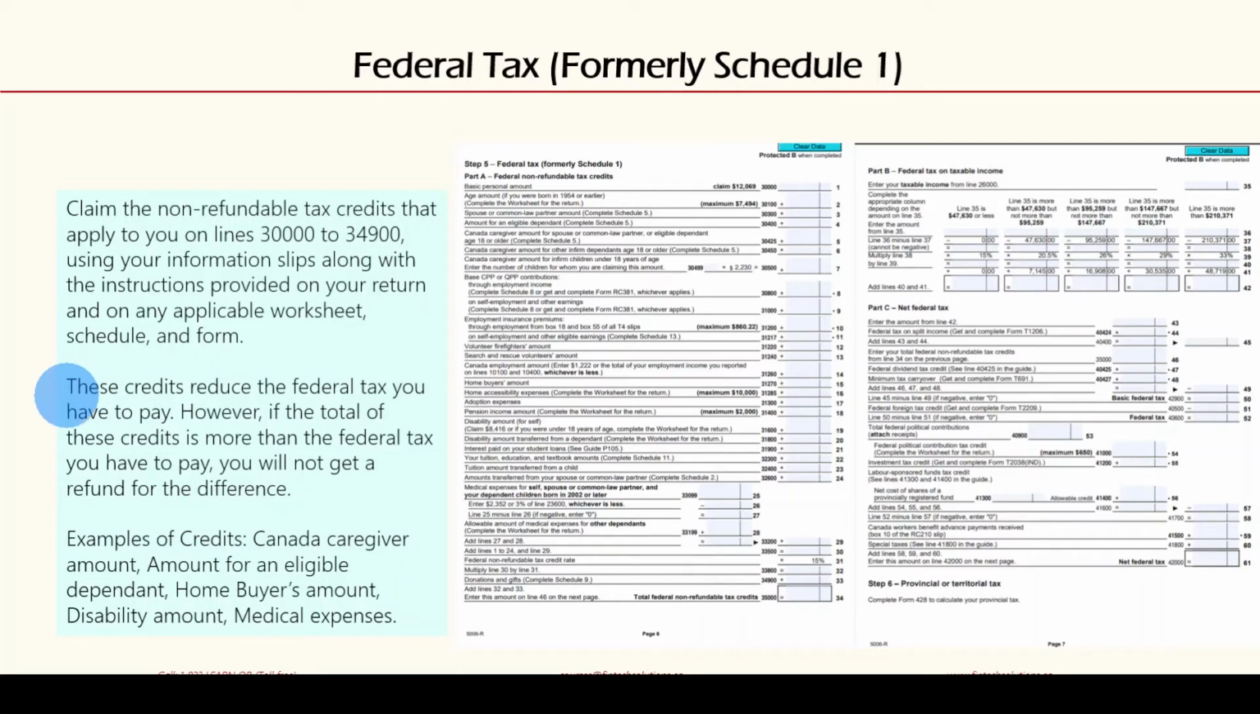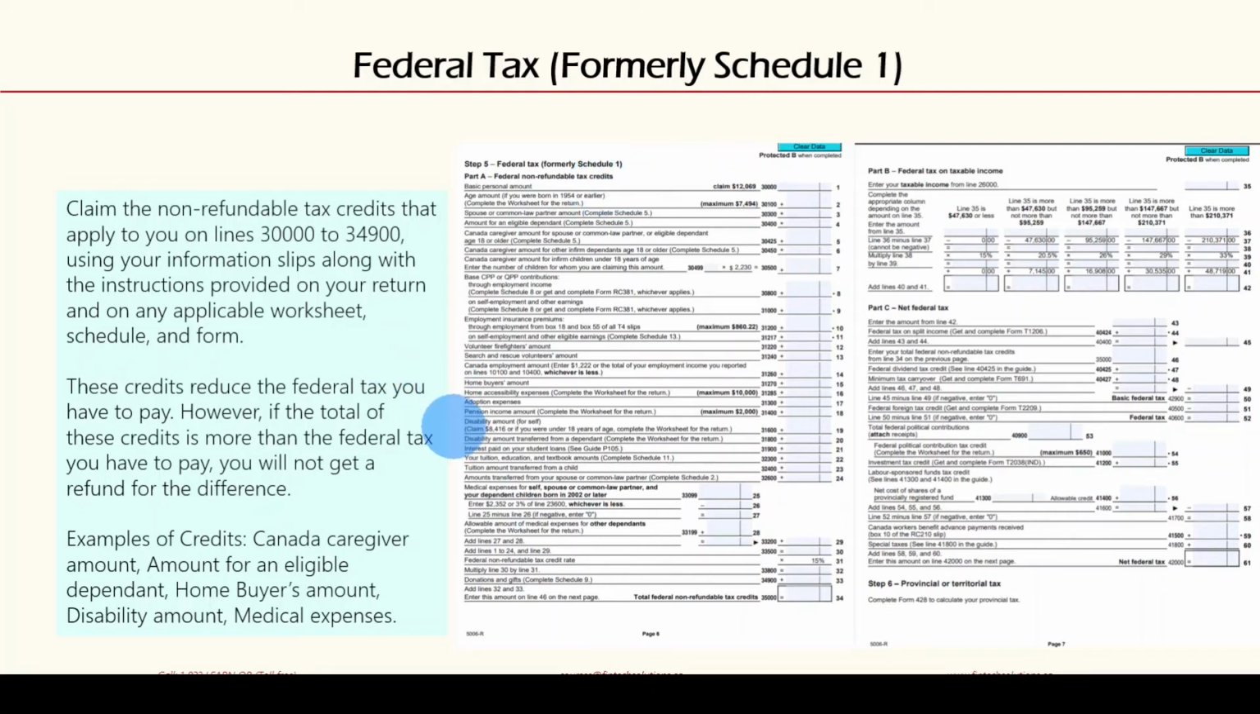However, if the total of these credits is more than the federal tax you have to pay, you will not get a refund for the difference, because these are non-refundable tax credits. So they can get you up to 0, but they cannot get you a refund. Now if you are wondering what the different kinds of credits are, yes, there is a refundable tax credit and there's a non-refundable tax credit. These are all non-refundable tax credits.